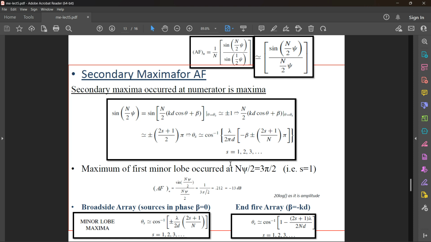When substituting in broadside array and endfire array, the minor lobe maxima has been given as theta s equal to cos inverse of plus or minus lambda by 2d into 2s plus 1 by n, where s is equal to 1, 2, 3. For endfire array, where beta is equal to minus kd, theta s is cos inverse of 1 minus lambda by 2nd into 2s plus 1.